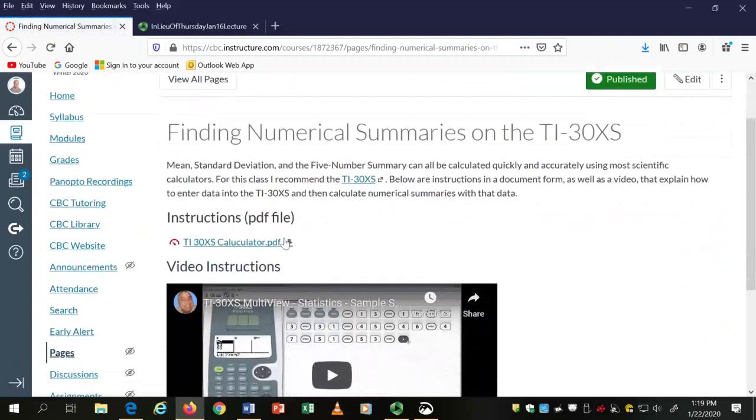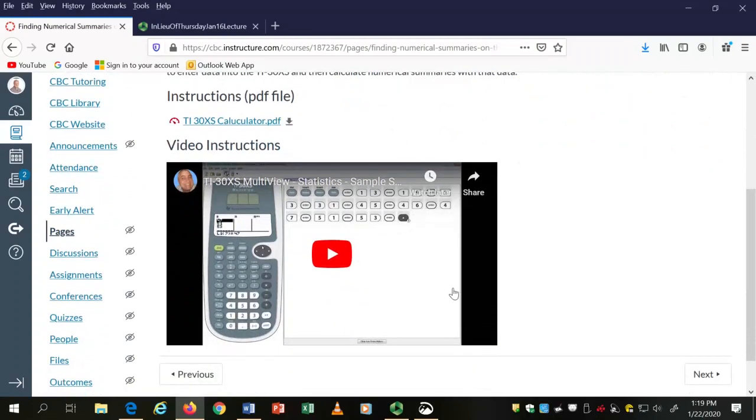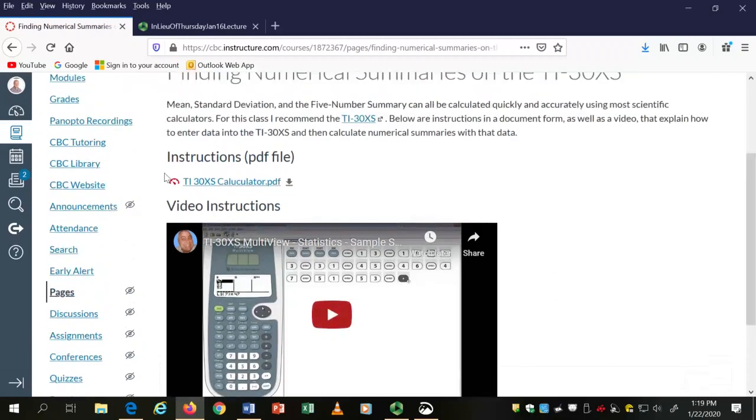If you like the PDF that walks you through it, you can just download that and follow the steps, and it actually shows you the buttons to push. Or you can watch this guy right here do a very riveting YouTube video. But you can see his keystrokes too, which is kind of cool. And you can watch him enter data and find those summary statistics. And anyways, that's where you can get all that stuff.